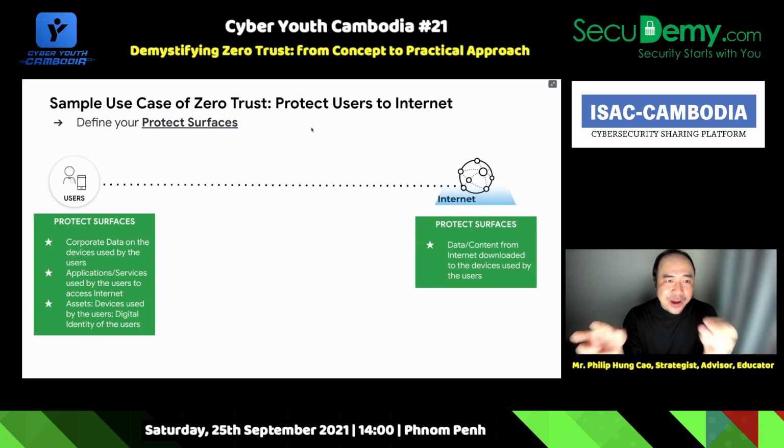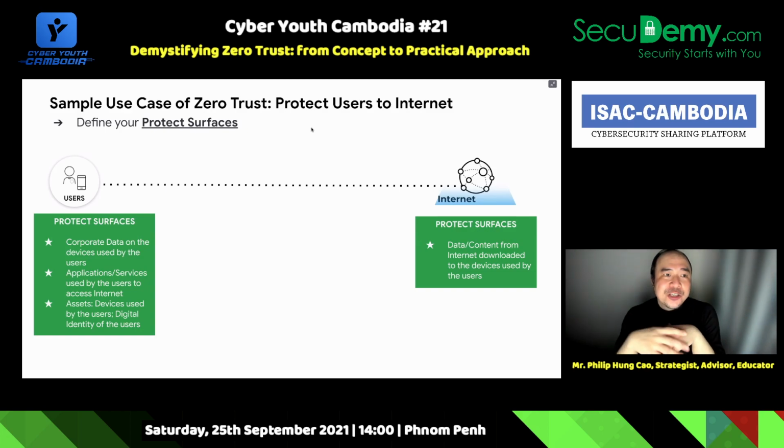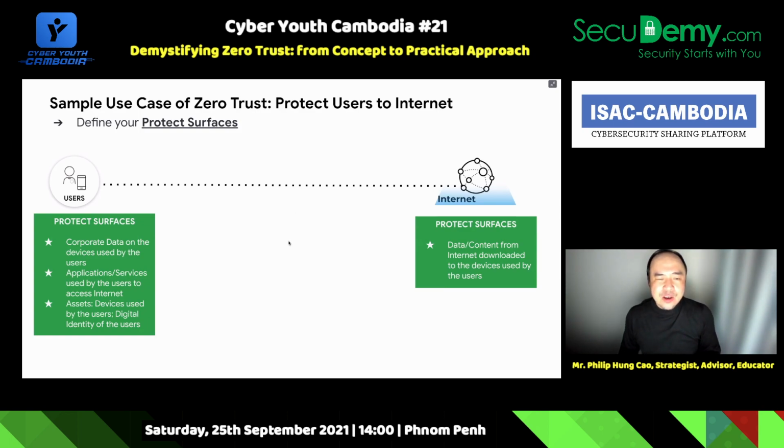One of the things when you define the protect surface and also the transaction flow and the control is the question, can we trust this? If we cannot trust, then what should we do? And even after we put in the control, what if this control fails, or what if this control is bypassed? All these sets of questions will be used when you perform the zero trust approach in practice. So based on this protect surface, the next step you need to define is what we call the transaction flow.